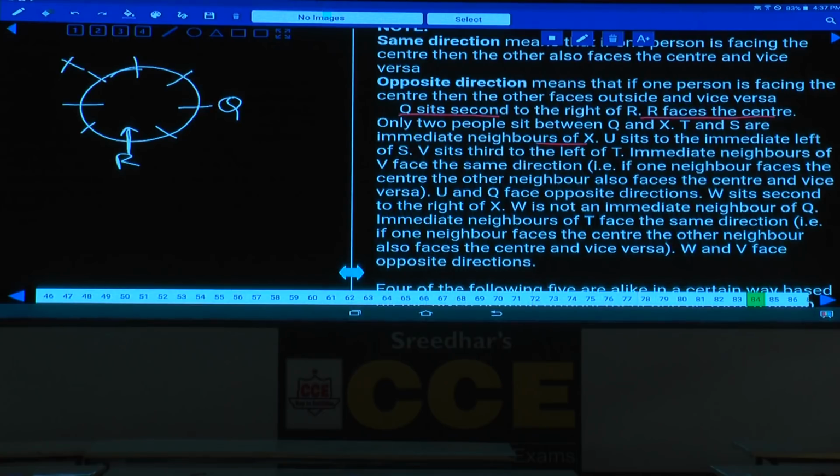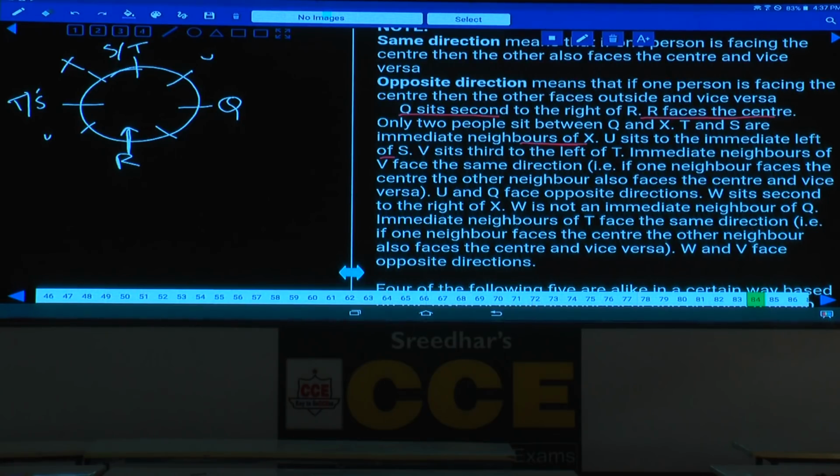If X is here, two persons and T and S are the immediate neighbors of X. If T is here, S will be here, or if T is here, S will be here. How many possibilities do we have for this one? Two possibilities. T and S are immediate neighbors of X. U sits to the immediate left of S. As U is to the immediate left of S, if S is here, U can be here, or if S is here, U here. How many possibilities? There are two possibilities to this U as well.